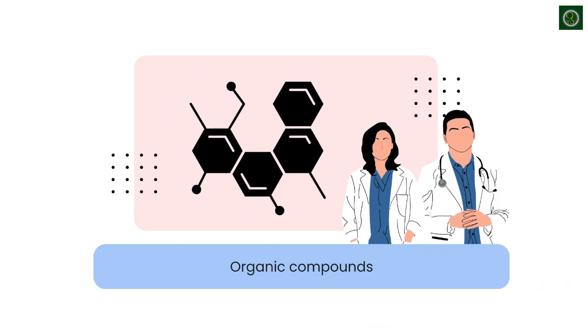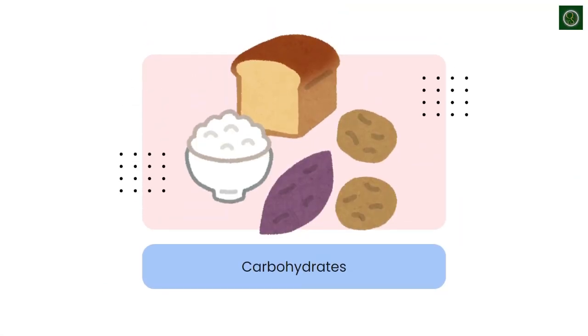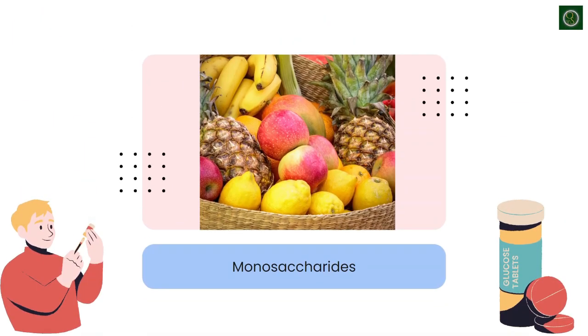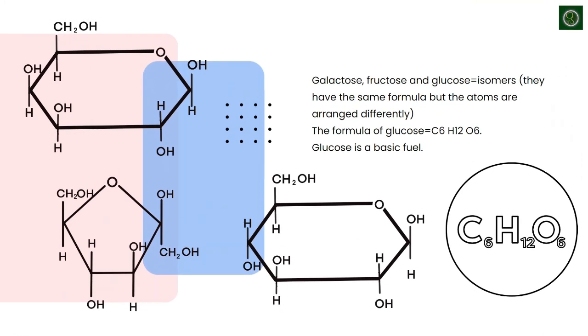Next, we will talk about organic compounds, and I will start with carbohydrates. They are an important source of energy. Simple carbohydrates are called saccharides, which are further classified into monosaccharides, such as galactose, fructose, and glucose. These are isomers because they have the same formula, but the atoms are arranged differently. The formula of glucose is C6H12O6. Glucose is a basic fuel.